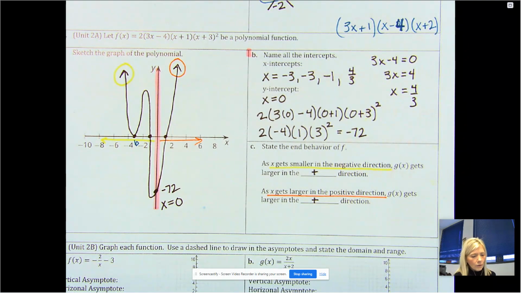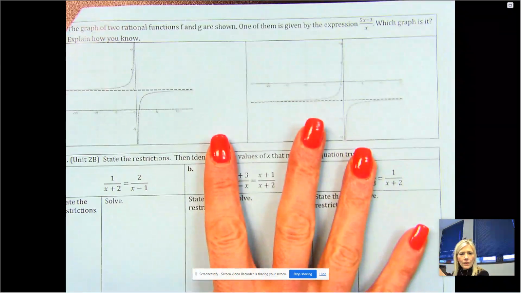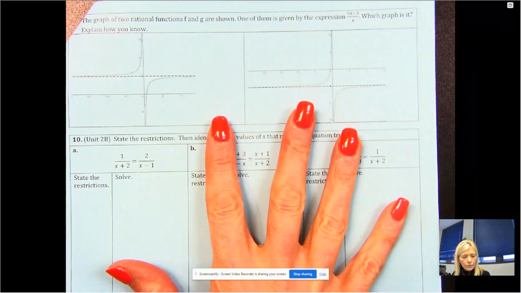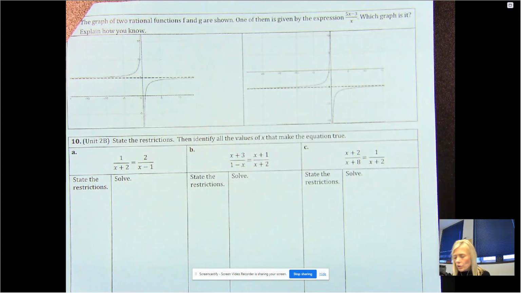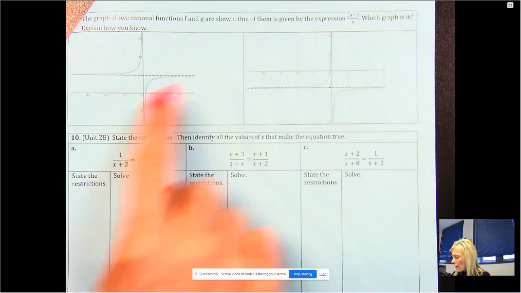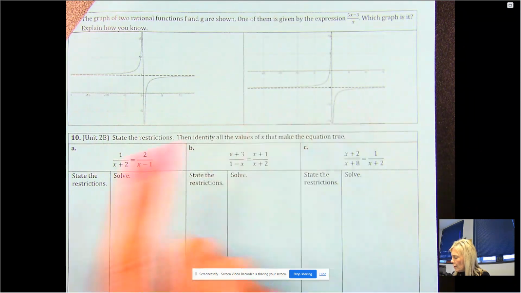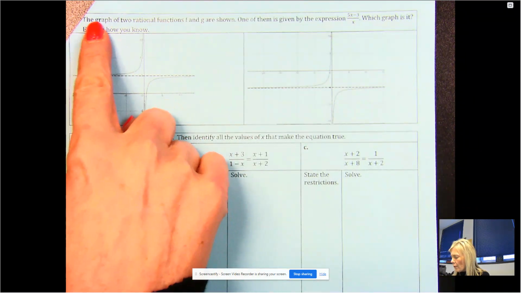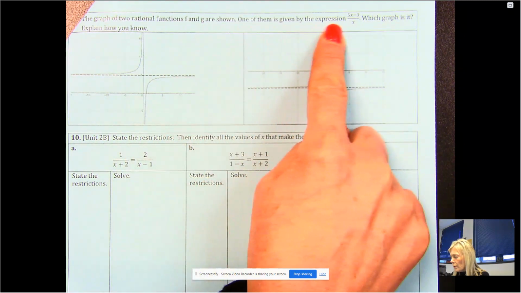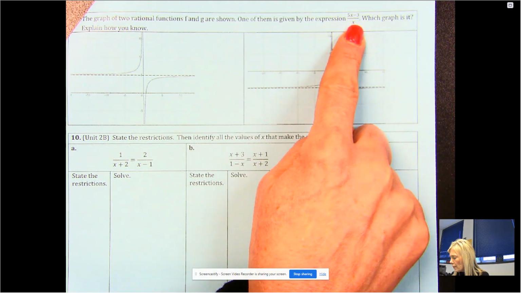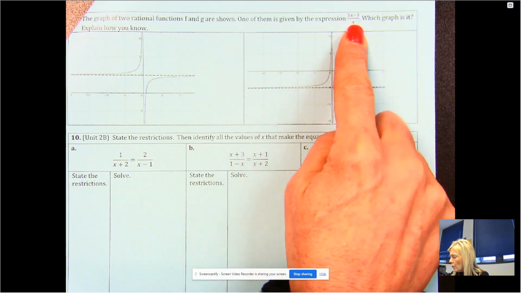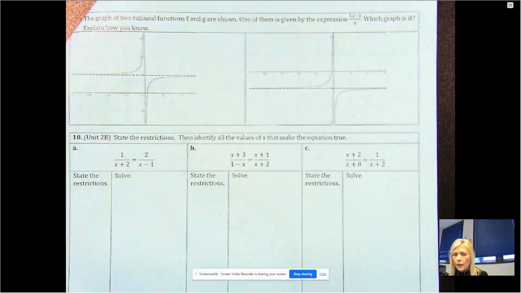Next, we're just going to talk for a moment about asymptotes. Okay, so let's look at rational functions and then asymptotes. So we've got this one rational function right here, and we've got some graphs here, okay? So it says the graph of two rational functions are shown. One of them is this expression, 5x minus 3 divided by x. Which graph is it? Explain how you know.